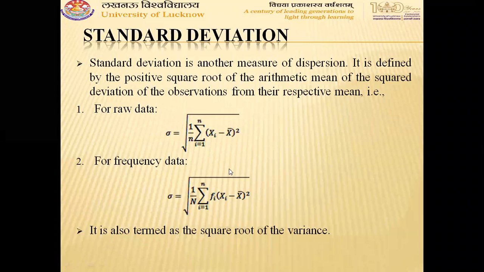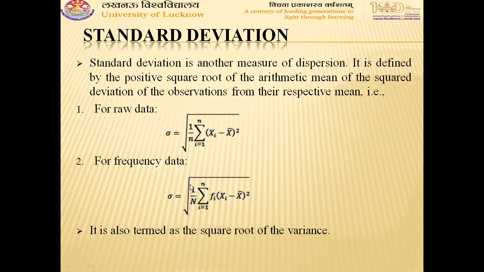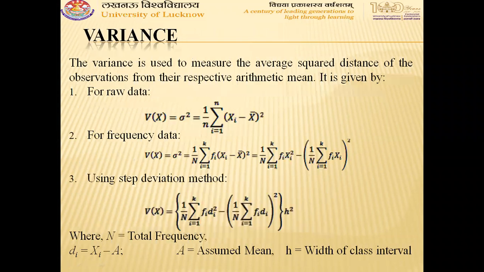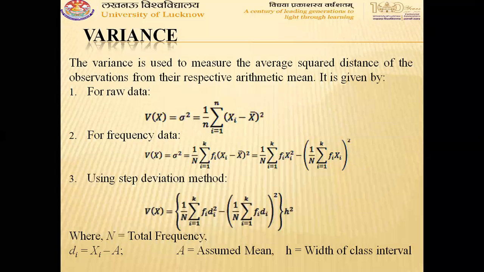For frequency data, the formula will become sigma equals the square root of 1 upon capital N summation i goes 1 to small n fi xi minus x bar whole square, where capital N is the total frequency and small n represents the number of class intervals or number of groups. And there is another thing which is called variance, which is nothing but the square of the standard deviation.